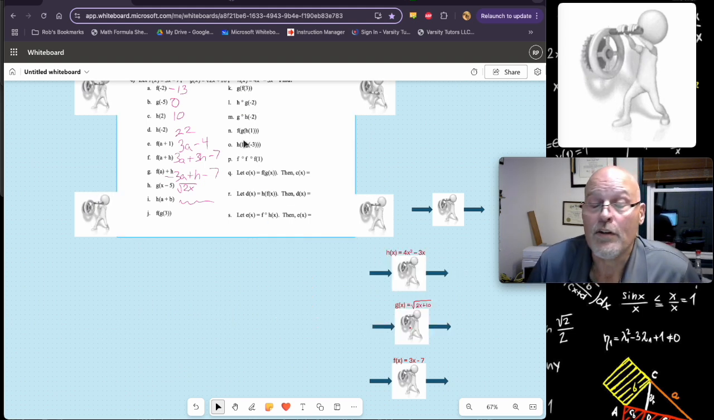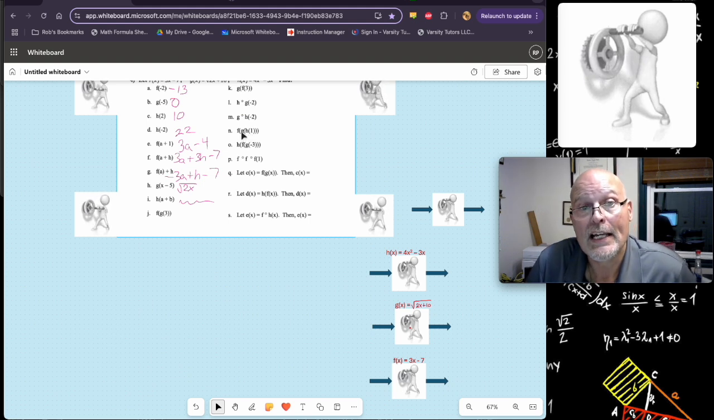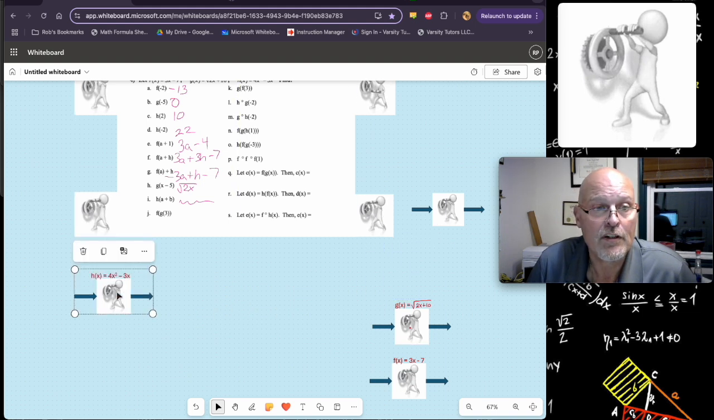So next we're going to do 3 of them nested. So f of g of h of 1. So how do I do that? Well, I can't do g until I know what h is. So h is going to be my first function. Then, once I have h, I can do g on the output.